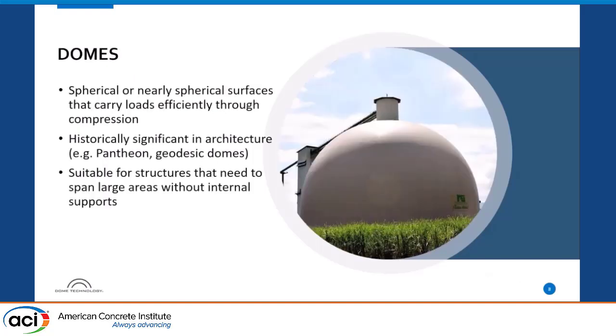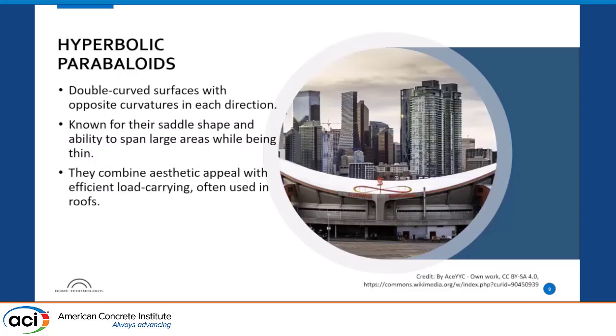Specifically, domes are typically spherical or nearly spherical, and they're historically significant, and they're really great at spanning large areas. Charles talked a little bit about that with water tanks and industrial storage. Hyperbolic paraboloids, they're the potato chip. We see these right here. I mean, that's why we all love Pringles, right?